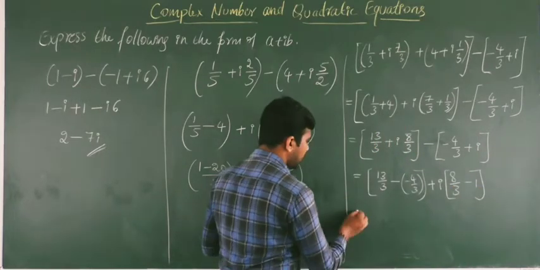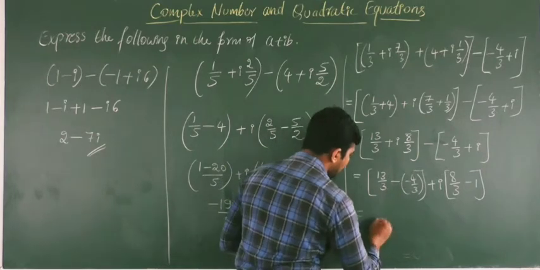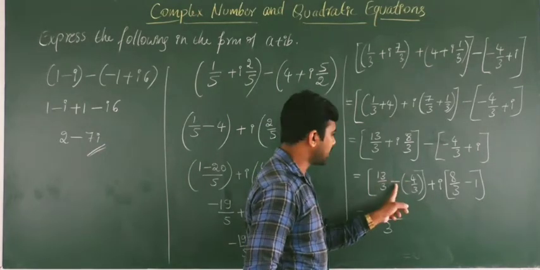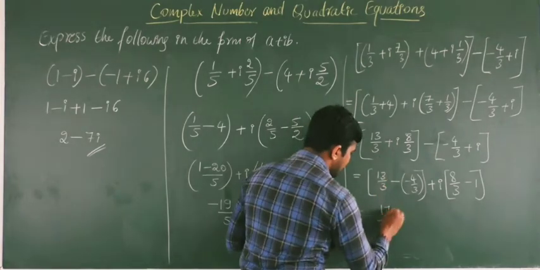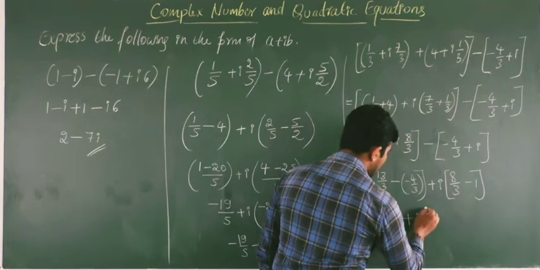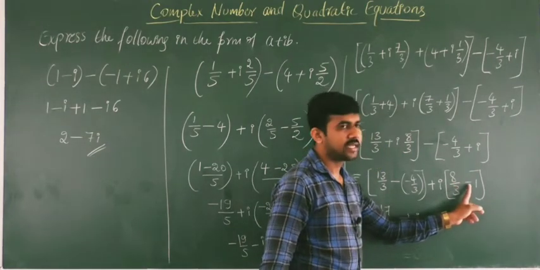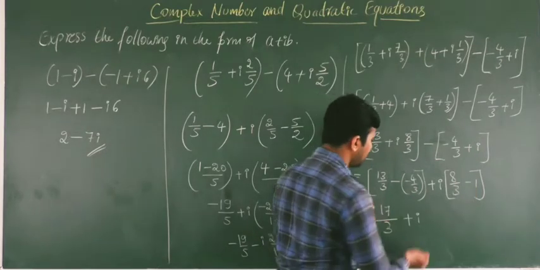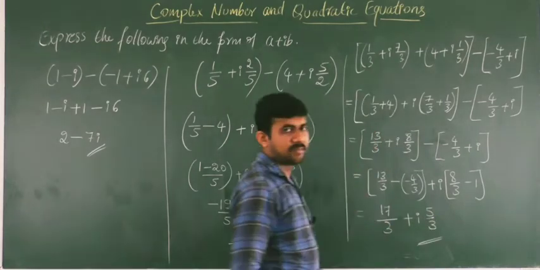So now simplify. Again we have the same denominator 3. So operate the numerators with the sign plus, because minus of minus is plus. 13 plus 4 is nothing but 17, plus I into 8 by 3 minus 1. Take the LCM here, 3 is the LCM. 8 minus 3, 5 divided by 3 we will get. And this is the simplified step.